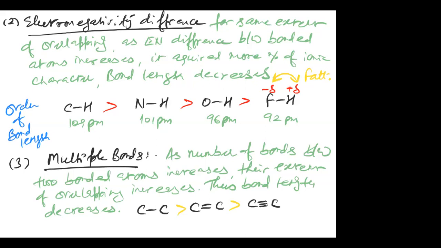Carbon-carbon single bond has a bond length of 154 picometer. In the case of carbon-carbon double bond, it is found to be in the range of 134 to 139 picometer. And carbon-carbon triple bond is found to be in the range of 120 picometer. So as number of bonds between bonded atoms increases, bond length decreases.